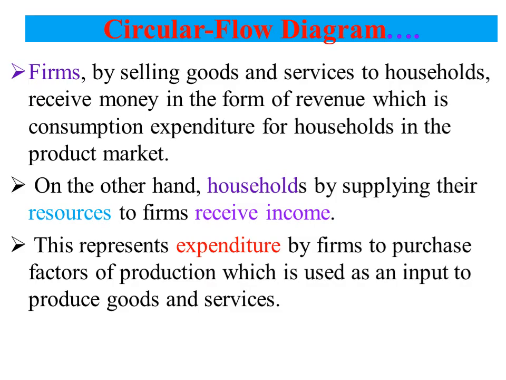Farmers, by selling goods and services to households, receive money in the form of revenue. This is the farmers' income, which is consumption expenditure for households in the product market. On the other hand, households, by supplying their resources to the farm, receive income. This represents expenditure by farmers to purchase factors of production, which are used as inputs to produce goods and services.